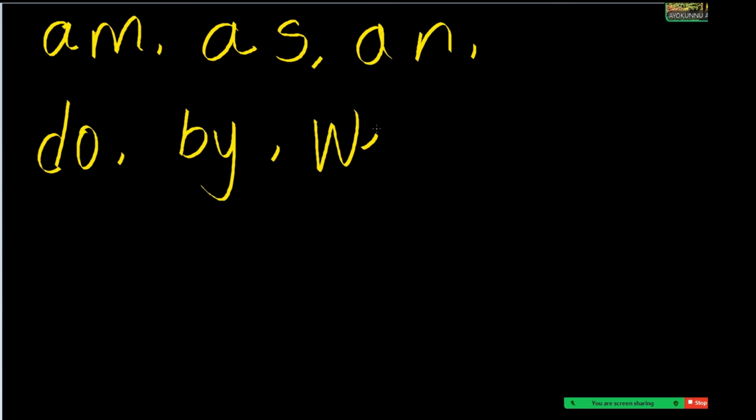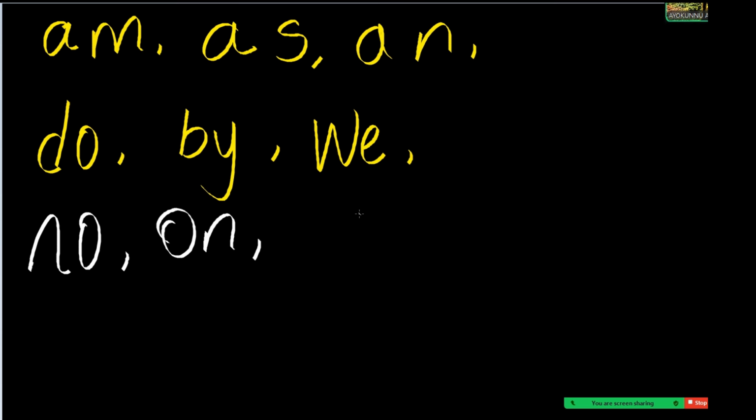Okay, W E, we, that's good. Another one. N O, no, wow, that's a very good one, okay? N O, no, another one. Very good. O N, on. That's a very good one. Another one. Yes, N O and O N, they are made of the same letters, which is O and N, N and O, but different words. That's correct. So another one.